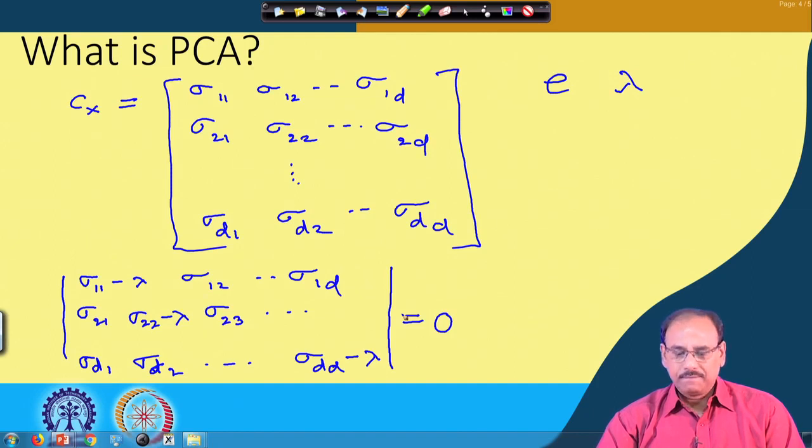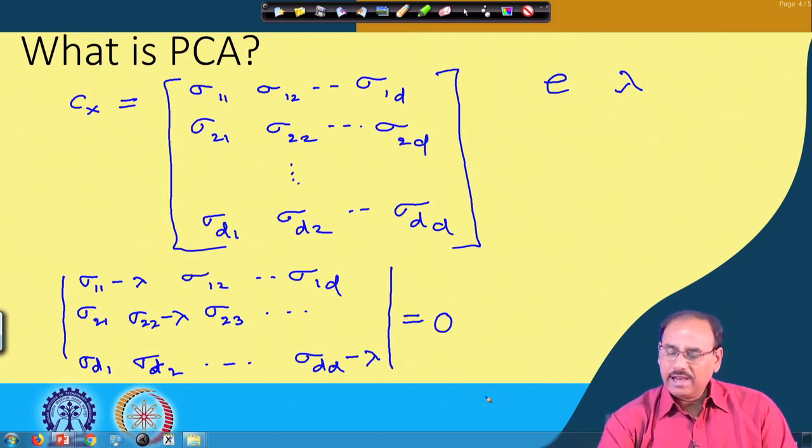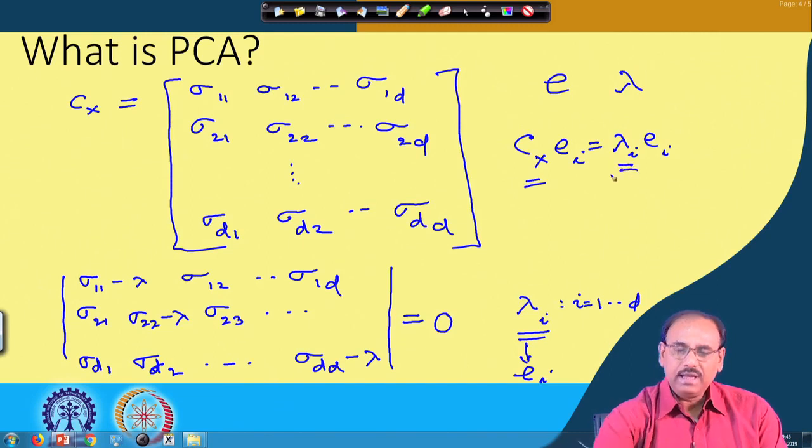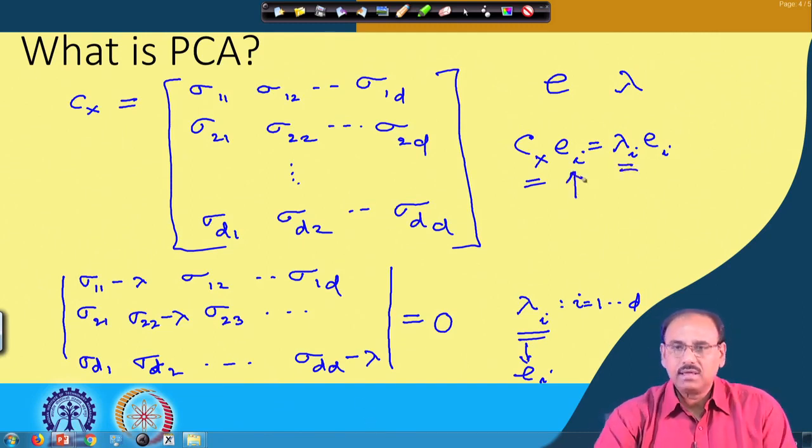Once you put this, you find that this determinant will give you a polynomial of degree d, and it will be a polynomial in lambda. So, once I solve this, I will get d values of lambda. So, I will get lambda_i, where i varies from 1 to d. And then for each of these lambda_i I can compute the corresponding eigenvector. If for lambda_i the corresponding eigenvector is say e_i, then the equation that has to be satisfied is Cx e_i equal to lambda_i times e_i. I know what is Cx, I know what is lambda_i. You solve this equation, I get the ith eigenvector, which is e_i.